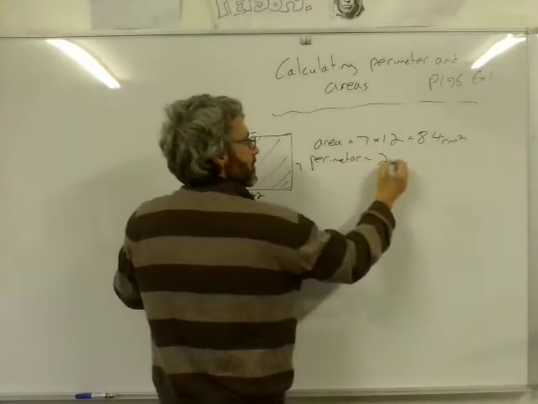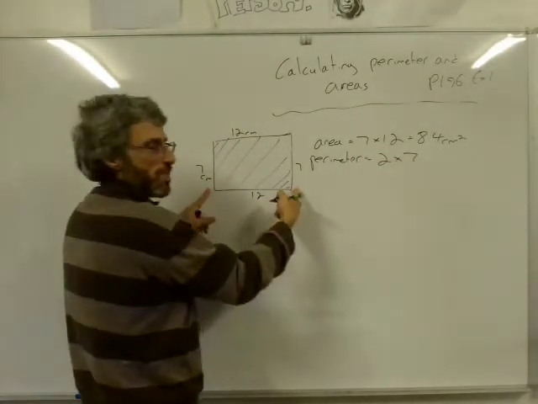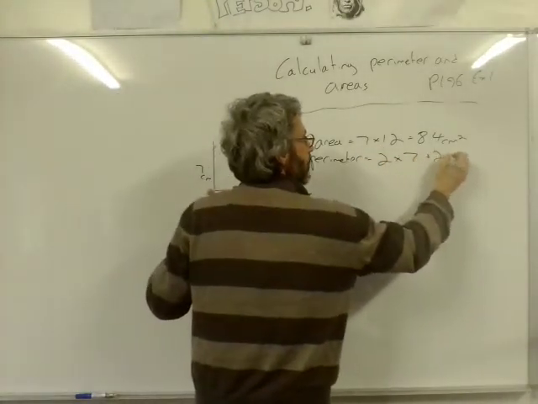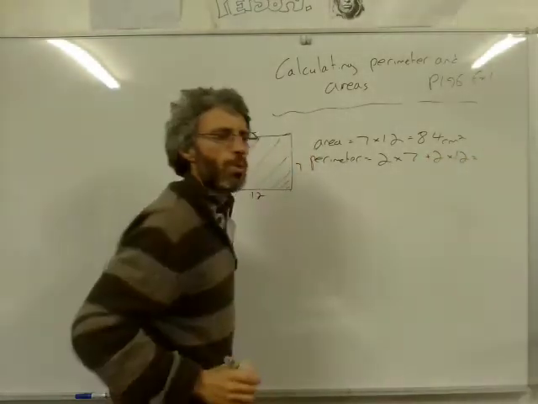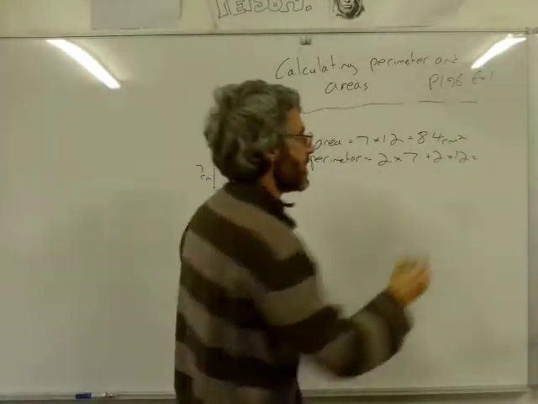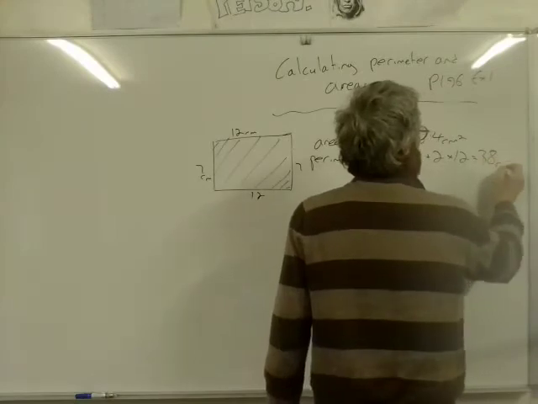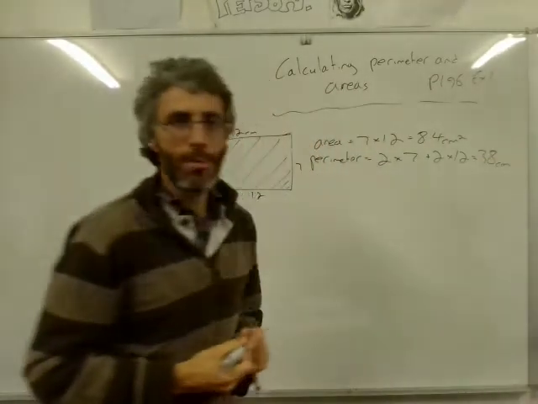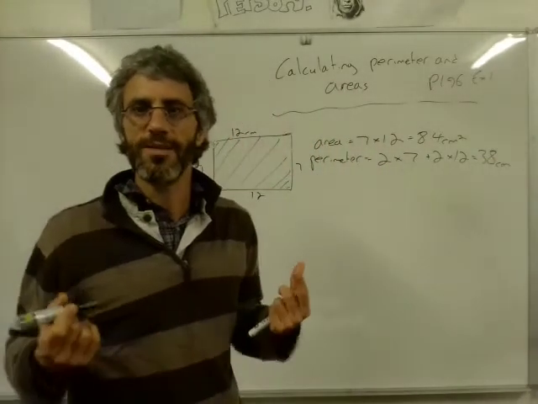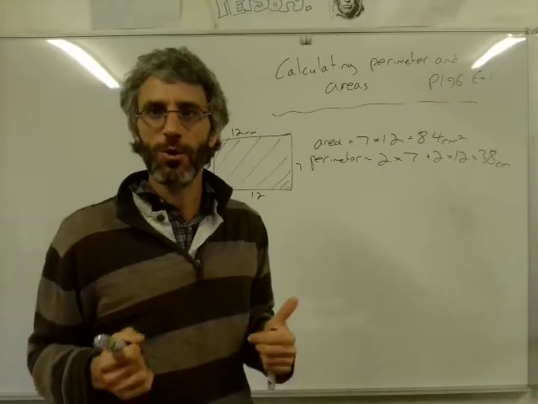Or you can see that there is 2 times 7 plus 2 times 12. So that's 24 plus 14, 38. And the units of the perimeter is just the units of the side, so it will be centimeters. We're okay with that? Start very, very easy.